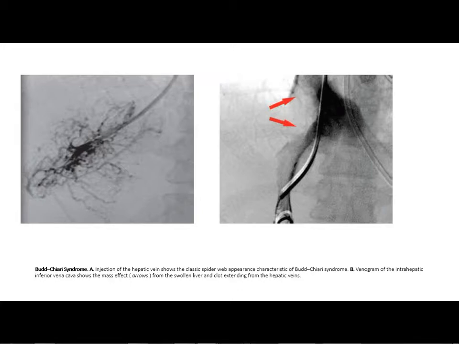Venogram of the infrahepatic inferior vena cava shows a mass effect on the IVC, compression on the hepatic IVC, with congestion of the liver.